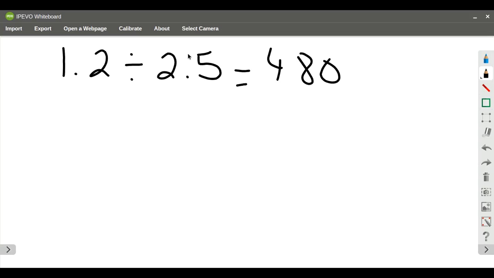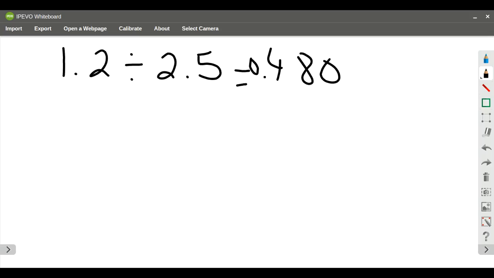So the divisor is the larger number. So the dividend is less than the divisor. So my quotient needs to be less than 1. So because my quotient needs to be less than 1, the decimal is going to go in front of the 4. So my answer is going to be 0.480.